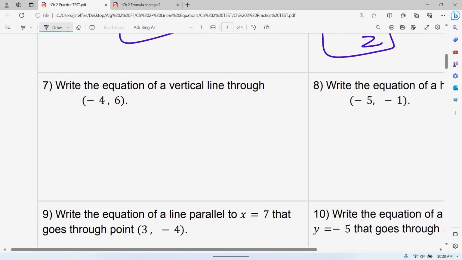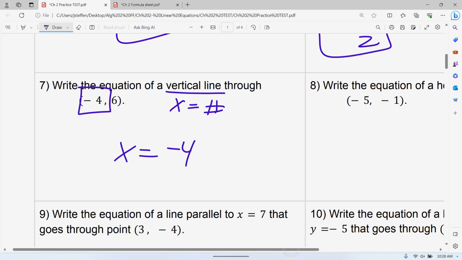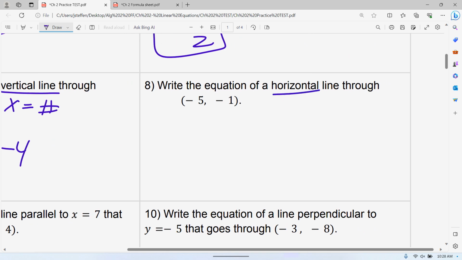Write the equation of a vertical line through this point. Now, we said this earlier. I said you didn't need it earlier, but vertical lines are x is equal to some number. So your answer is x is equal to, and if it's x is equal to, it's always going to be that x value. So x is equal to -4. And the other one, a horizontal line, is y is equal to a number. So again, this is y is equal to, and if it's y is equal to, it's always going to be the y value for that one. So that is a horizontal line that goes through that ordered pair.